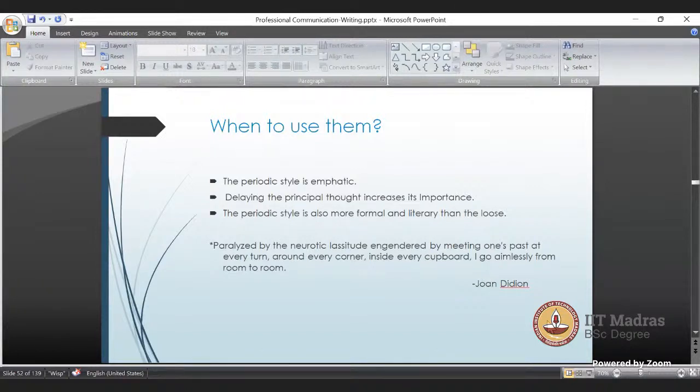If your intention is to emphasize, to press on a particular aspect or a particular idea in the sentence, then the tendency is to use a periodic style wherein you place the principal clause or the main clause at the end and you keep the subordination in the beginning. So if you delay the principal thought, it increases the emphasis. So this is generally a theme.